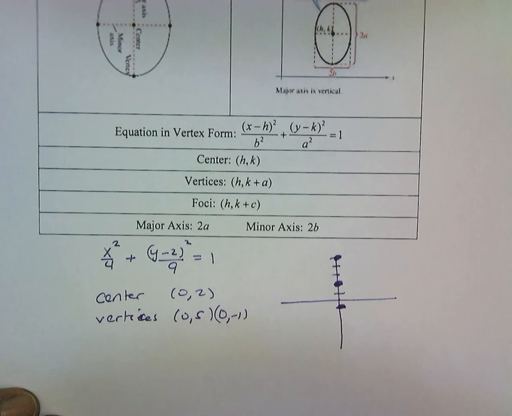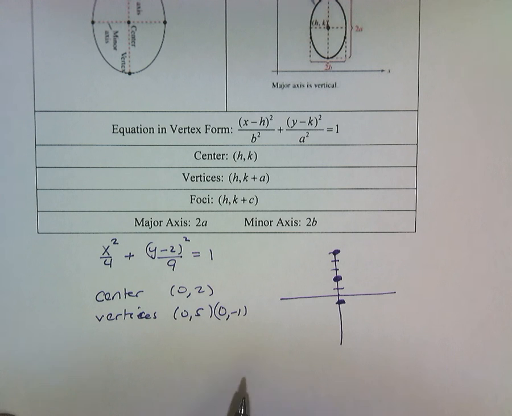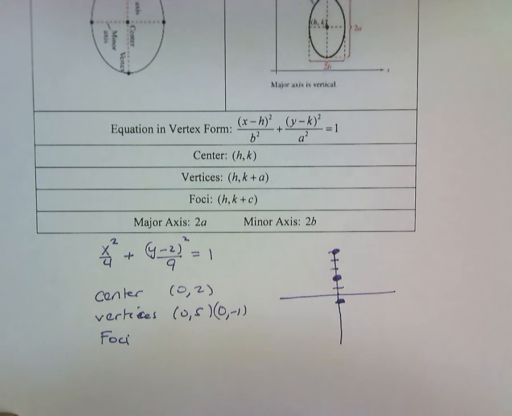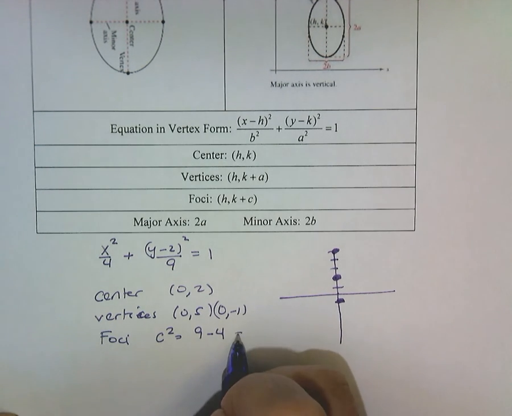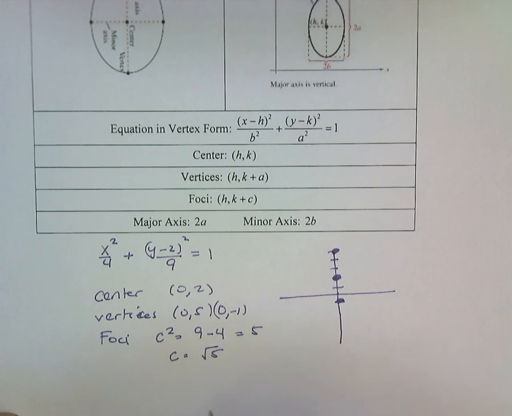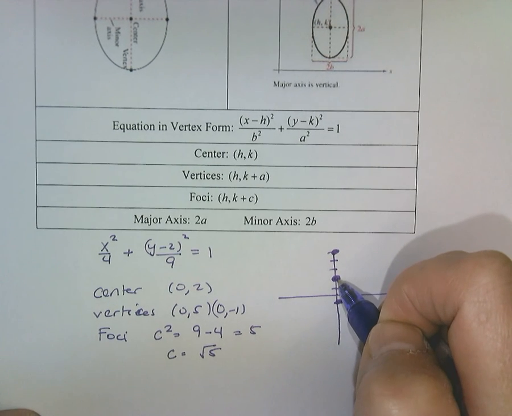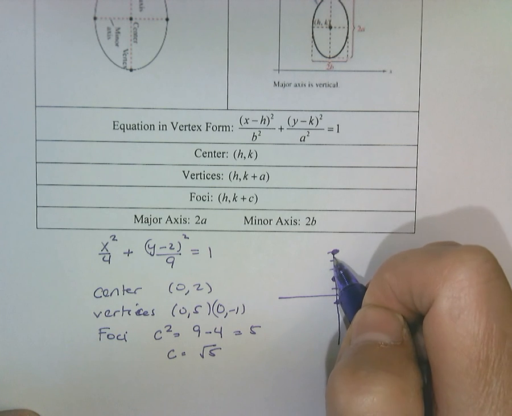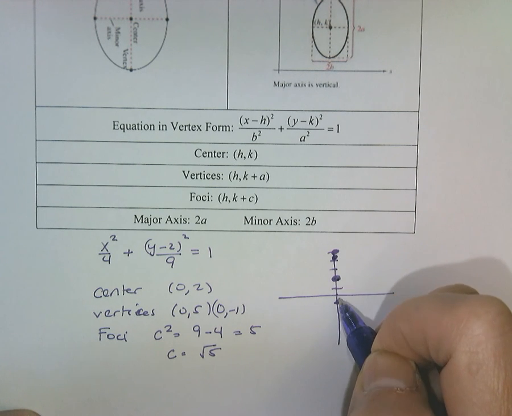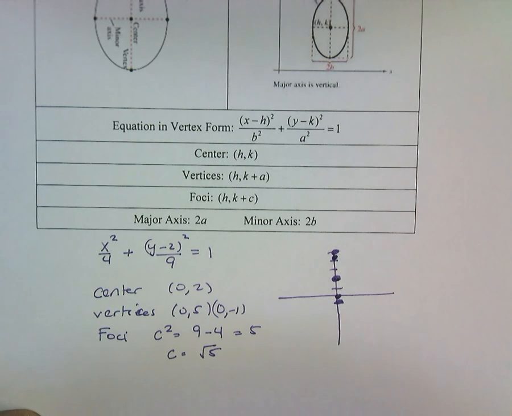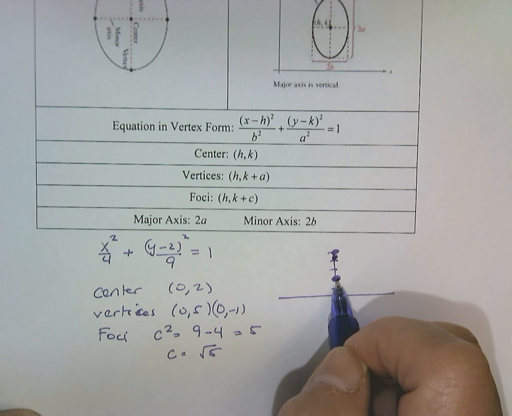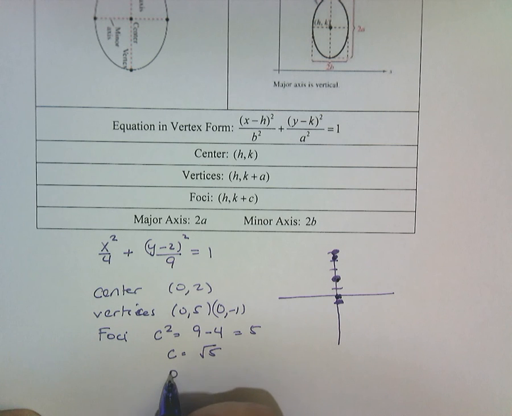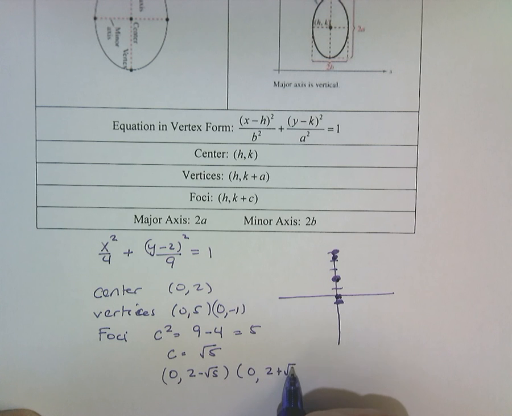And I just realized something I'd forgotten on the last example. I'll go back to that in a minute. My focus points, c squared is equal to 9 minus 4. So c is going to equal the square root of 5. So that means from here, I've got to go up the square root of 5. The square root of 5 is just a little bit over 2, about there. Down the square root of 5, so down just a little bit over 2 is there. And those points, I'm going to go 2 minus the square root of 5 to get here. So it's 0, 2 minus the square root of 5, and 0, 2 plus the square root of 5.